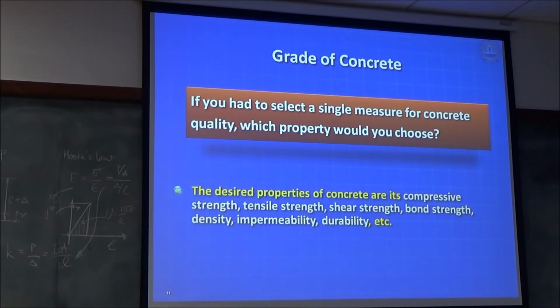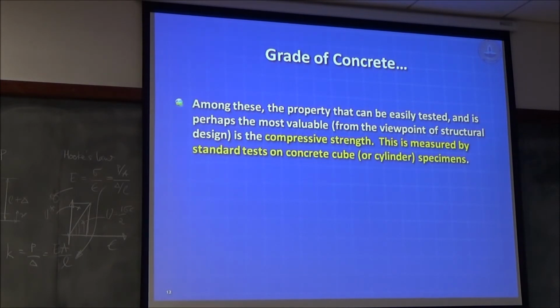So yes, the desired properties of concrete are its compressive strength, tensile strength, shear strength, bond strength, density, impermeability, durability, etc. But among these, the property that can be easily tested and is perhaps the most valuable from the point of structural design is compressive strength. This is measured by standard tests on concrete cubes or cylinder specimens. Right? In India, we test cubes.